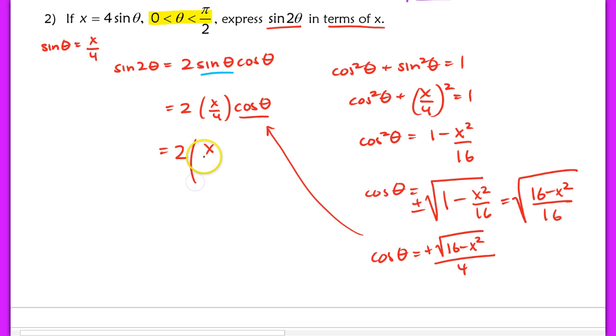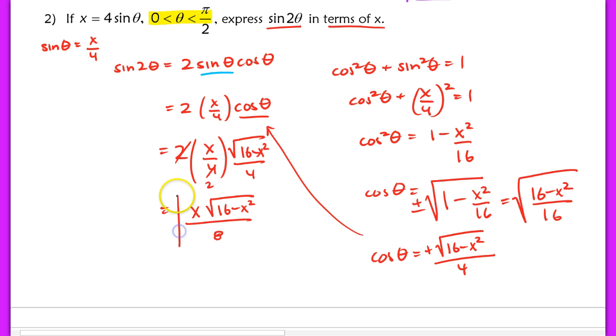So I have 2 times x over 4 times the square root of 16 minus x squared over 4. And then simplifying here, that becomes x times the square root of 16 minus x squared all over 8. So this is writing sine of 2 theta in terms of just x.